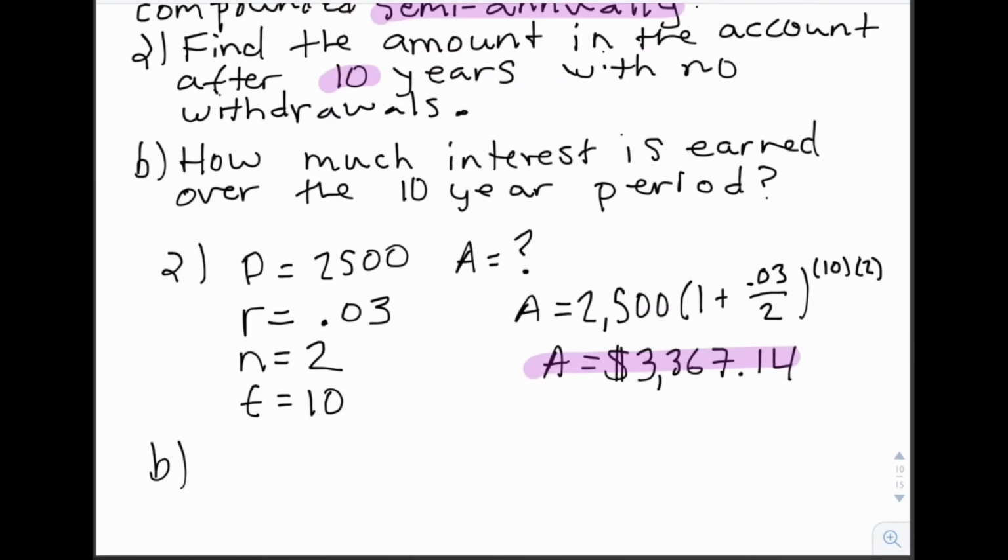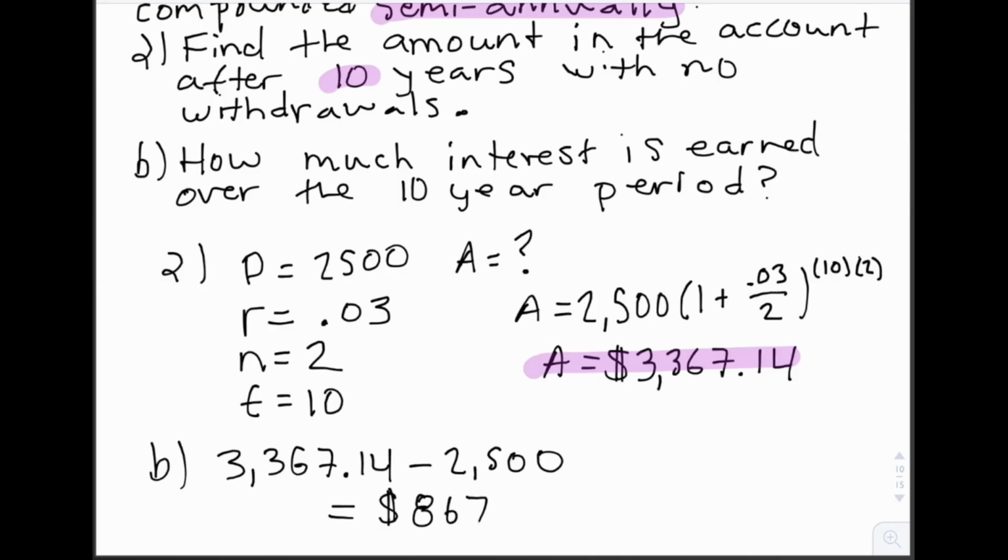So for part B, we can go ahead and take our amount that we ended with after 10 years. So that was this 3,367.14, and then subtract what we initially put in, and this should give us the amount that we earned in interest. So that actually turns out to be $867.14, and we should be finished for part B there.